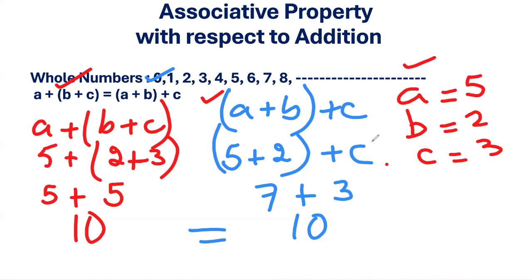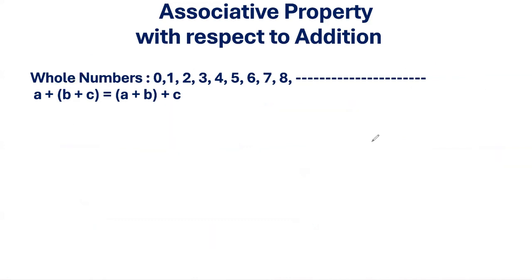You can take any other example from the set of whole numbers, and this property will be satisfied. So you can write this property is true, or this property is satisfied. Now we will check another example from the set of whole numbers. Same property, associative property with respect to addition.